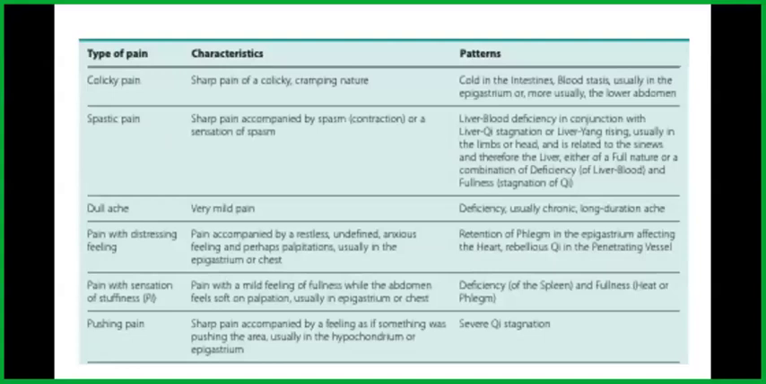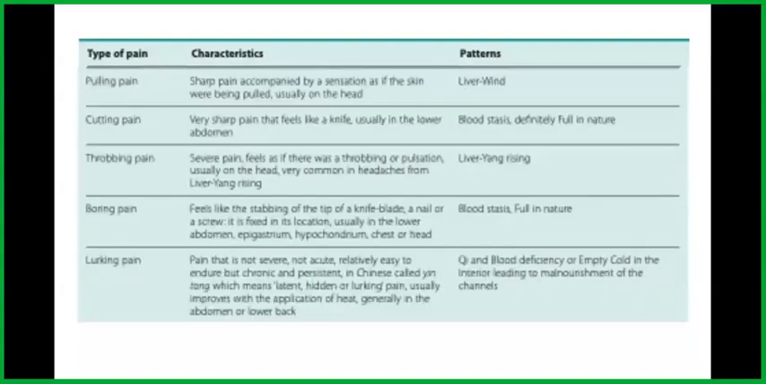Now, next is the pushing pain. That's a sharp pain accompanied by a feeling as if something was pushing the area, usually in the hypochondrium or epigastrium, and that is a severe Qi stagnation. Next is pulling pain. Pulling pain is a sharp pain accompanied as if the skin were being pulled, usually on the head, and that is a pattern of liver wind. Next is cutting pain, which is a very sharp pain that feels like a knife, usually in the lower abdomen. That's blood stasis and definitely full in nature.